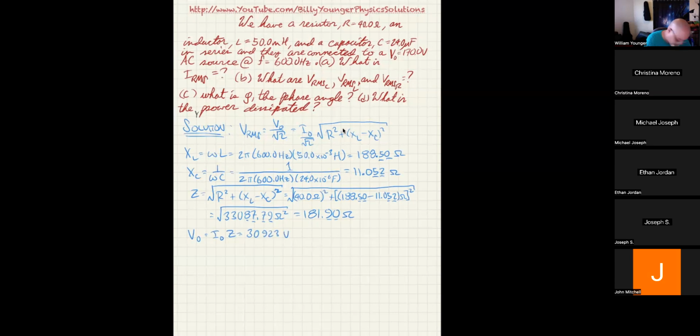Ooh, there's the problem. I just did the wrong thing there. Yeah, that was very unreasonable, because I've unreasonably used the wrong thing. So yes, V0 is I0 times Z. We've got to actually calculate I0.